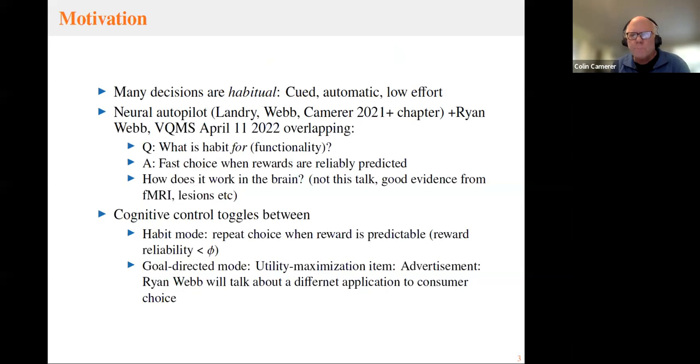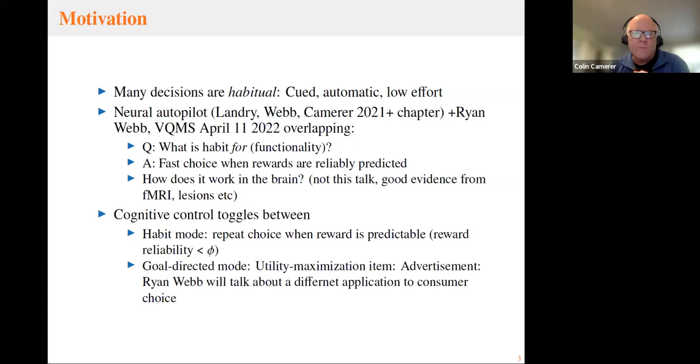Okay, so the basic idea is a lot of decisions are habitual, and by that we have a neuroscientific concept of habit. It's not a Beckerian or kind of econ marketing concept. Habitual means often cued by some kind of state variable, like drug cravings is the most extreme example. Largely automatic, and low effort.